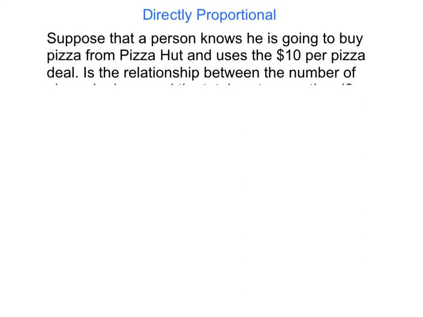So in this video I want to talk a little bit more about this idea of directly proportional with another example. So suppose that a person knows that he's going to buy pizza from Pizza Hut and uses the $10 per pizza deal. We want to know, is the relationship between the number of pizzas he buys and the total cost proportional? So let's set some things up first.